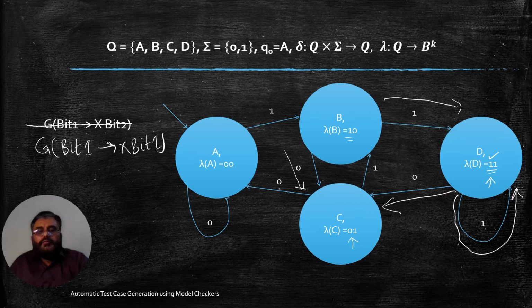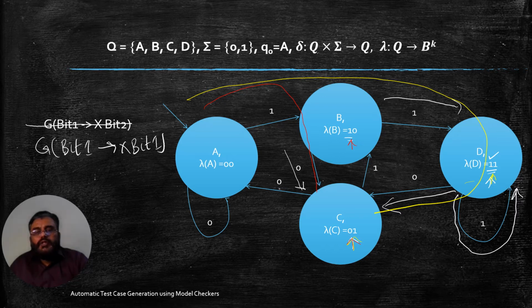I am marking those paths with this red ink. You can see that if you follow this path, then the property does not hold. We found bit 1 to be true in this state, but bit 1 is not true in the next state if you follow along this path. In the same way, if we follow this path, then bit 1 is true here in state D, but in the very next state bit 1 is not true. So the property is not true for this model on at least two paths.